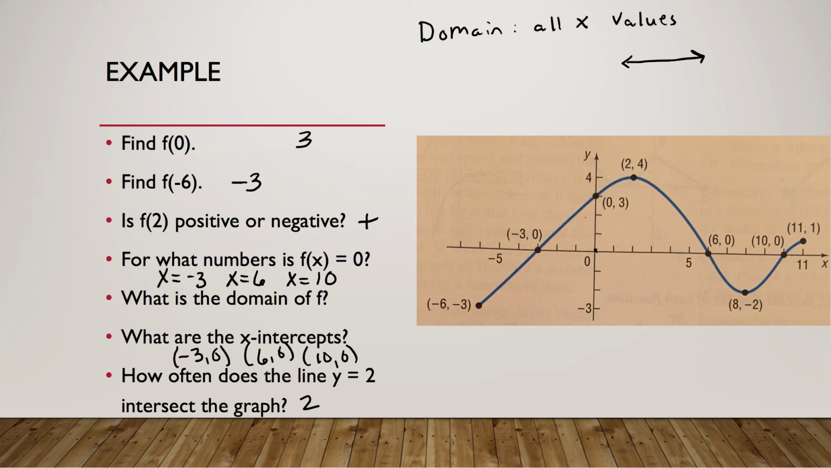So when I look at this, my leftmost x value, how far to the left does the graph go? This is the farthest left point that I have, and it has an x value of -6. And then how far to the right does the graph go? Well, this is my rightmost point, and it has an x value of 11. So my domain is going to be everything in between -6 and 11. Because these points are included, -6, -3 is a point on the graph, 11, 1 is a point on the graph, then I'm going to do brackets and not parentheses for my domain.